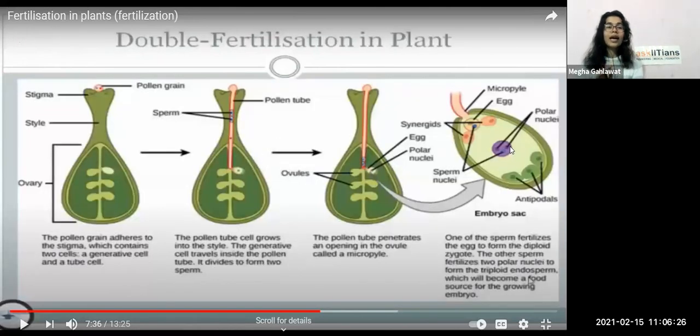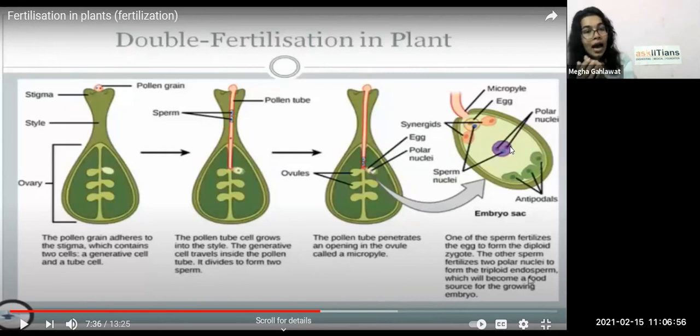Now we'll do one thing. I will summarize the entire thing for you. When we are talking about the double fertilization of the plant, we are talking about the two pollen nuclei or the two sperm cells which enter into the ovary after the pollen tube is generated. Then this pollen tube is going to enter into the embryo sac through a pore which is called the micropyle.